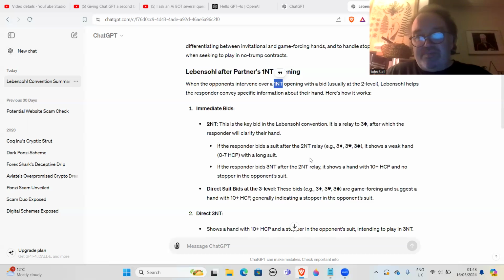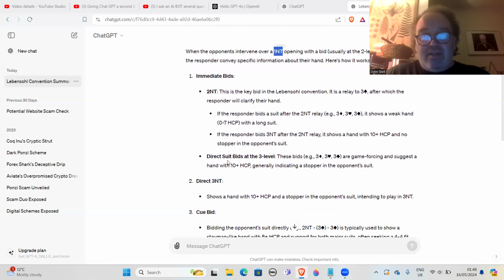All right. So yeah, direct suit bids at the free level. These bids are game forcing and suggest a hand with 10 plus high card points, generally indicating a stopper in the opponent's suit.